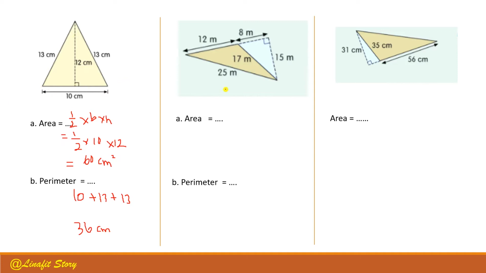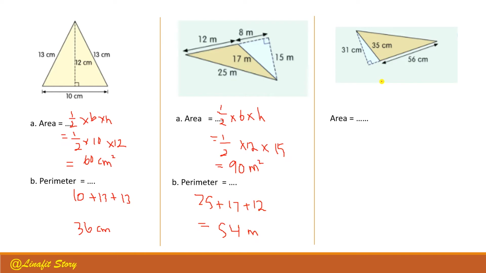The next, to get the area is 1/2 times base times height. So the base is 12 and the height is 15. So 1/2 times 12 times 15 is equal to 90 square meters. And to get the perimeter, it is 25 plus 17 plus 12. So the answer is equal to 54 meters.